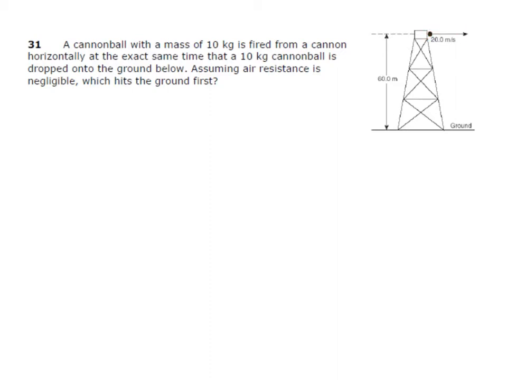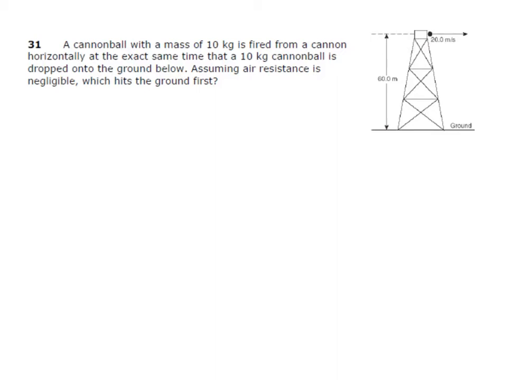So we have a cannonball that's fired out here, and of course it follows the parabolic path of a projectile, and then one of them goes straight down. So one is going like a projectile and one is going straight down. Which hits the ground first?